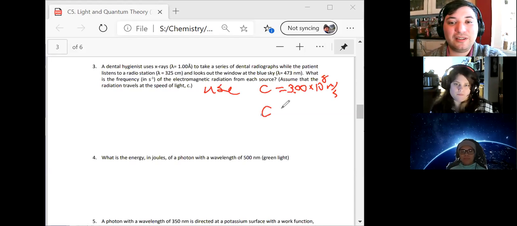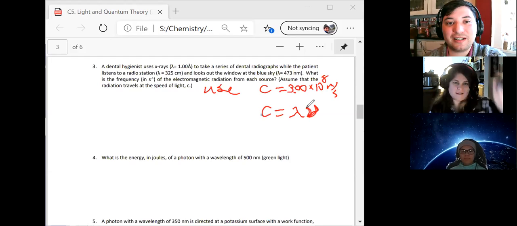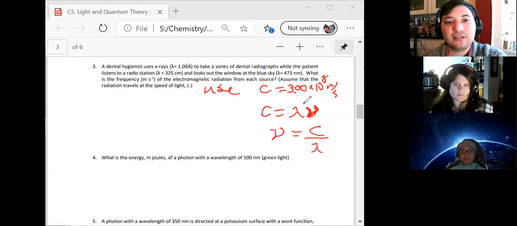So I think I'm hearing from you is the C equals lambda nu, wavelength times frequency. Is that correct? That's the one. Yes. So we can actually rearrange this for the purposes of this equation and say that, so all I did was I moved this lambda over and then rewrote it backwards so that what I'm solving for is on my left side.